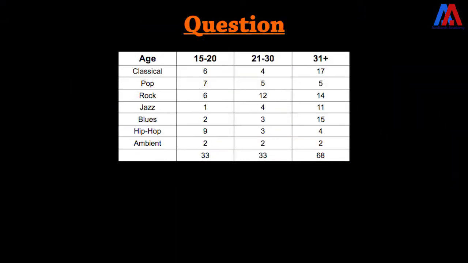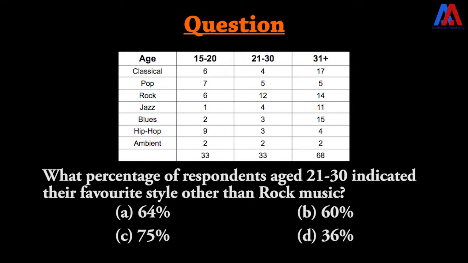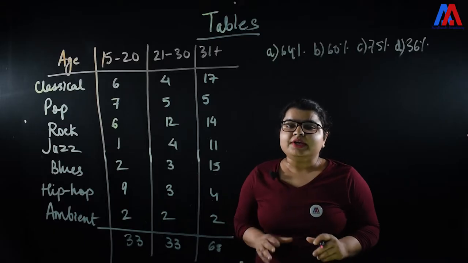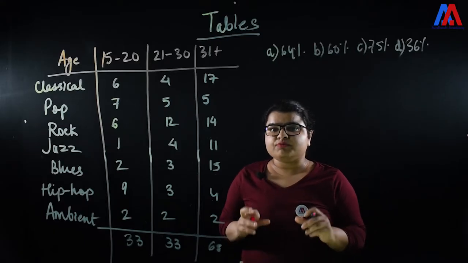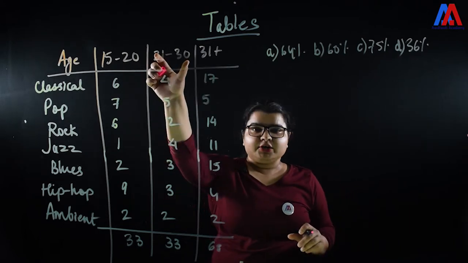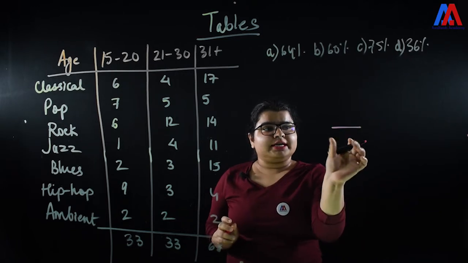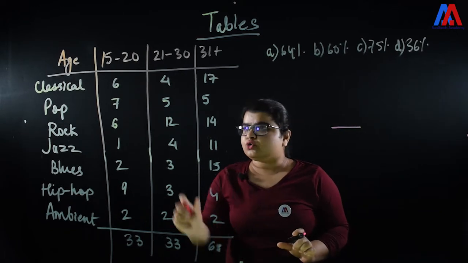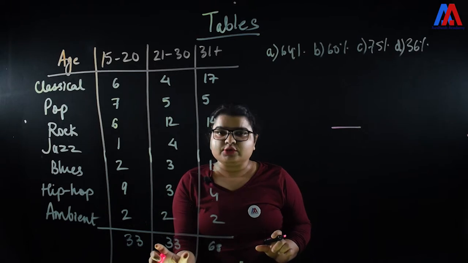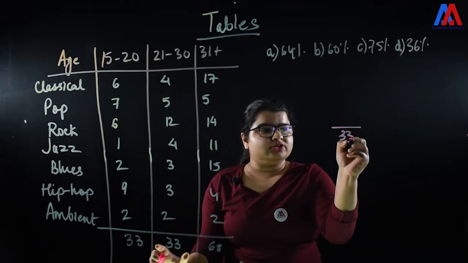The table shows the number of people who responded to a survey about their favorite style of music. Use the table to answer the following question. What percentage of respondents aged 21 to 30 indicated their favorite style other than rock music? So here we need to find the percentage of people of the age group 21 to 30 who like rock music. The total, that is the denominator, will be the total of the people of the 21 to 30 age group, which is 33 here.